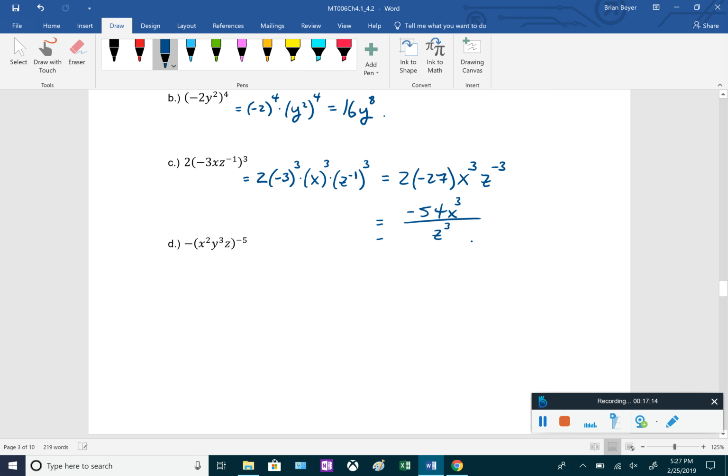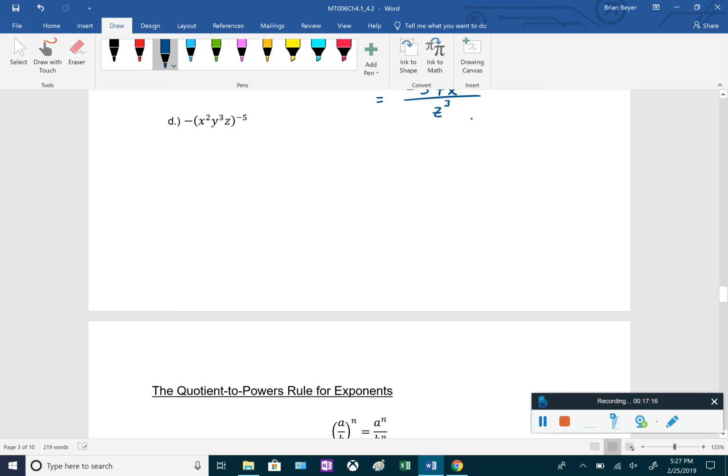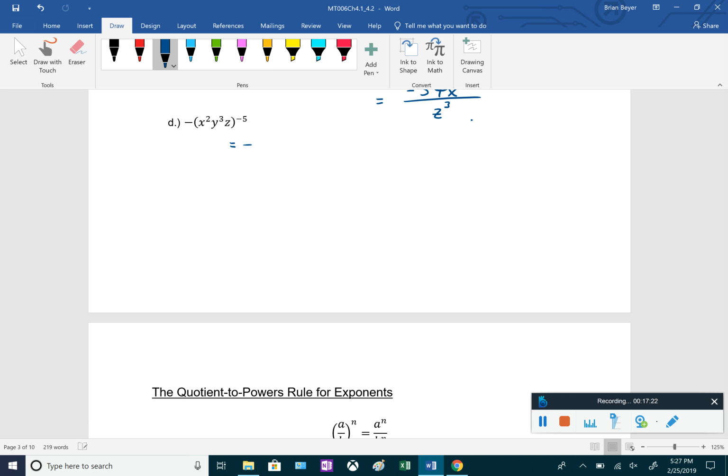Okay, so one more for this one. We have negative and then x squared y cubed z all to the negative 5. Negative is not under the parentheses, so that stays out front. And then we have x squared to the negative 5 times y cubed to the negative 5 times z to the negative 5.